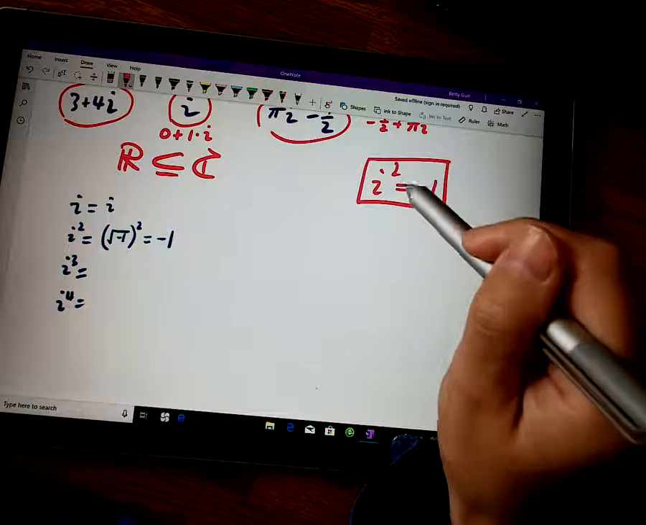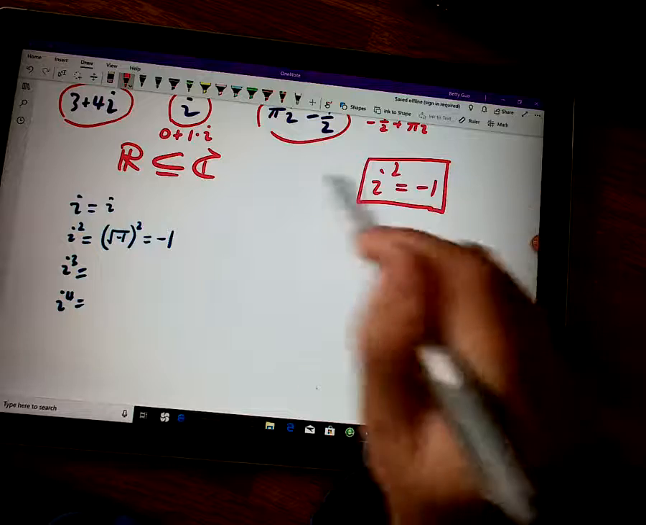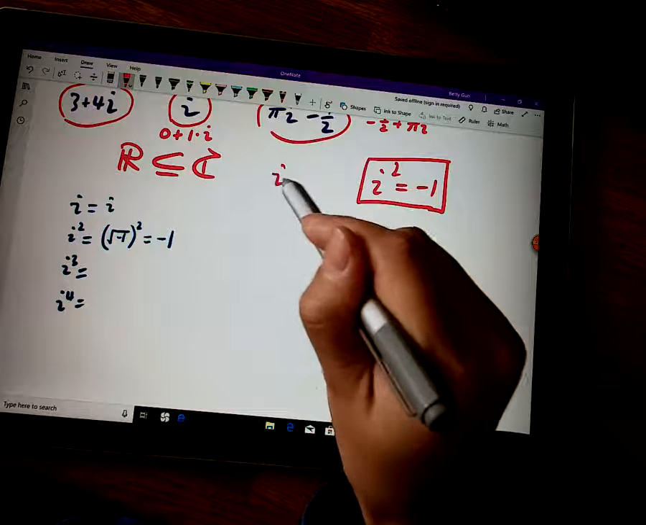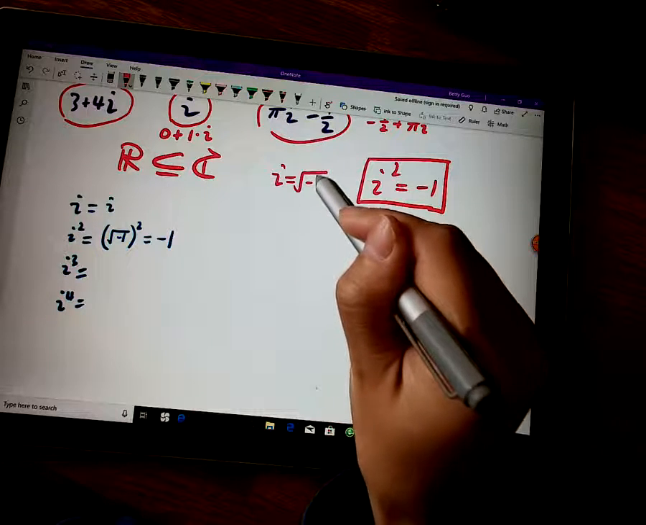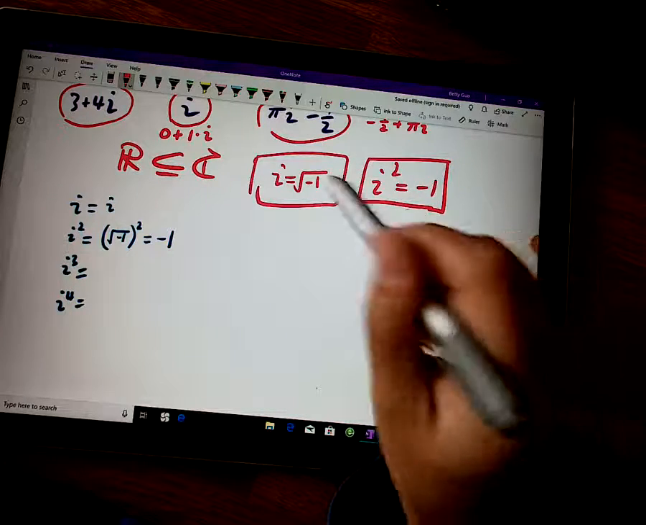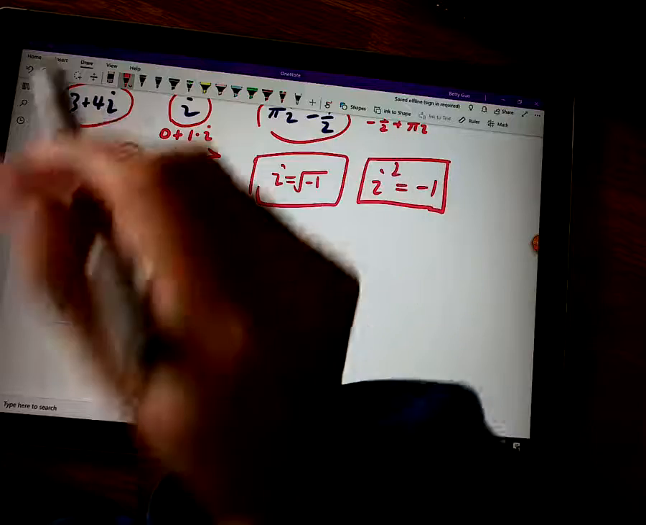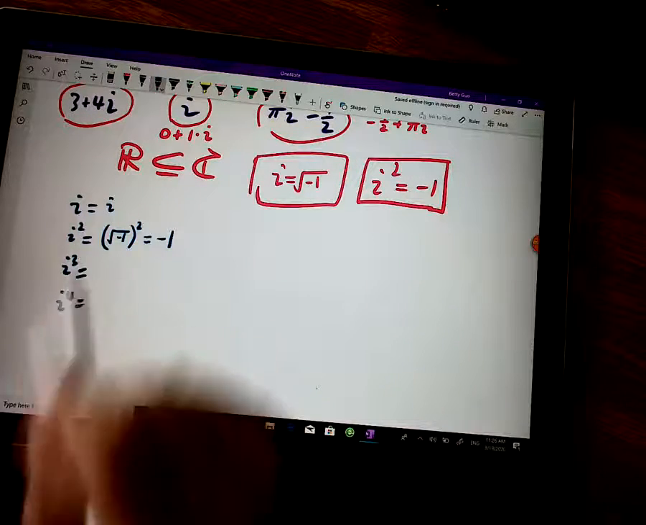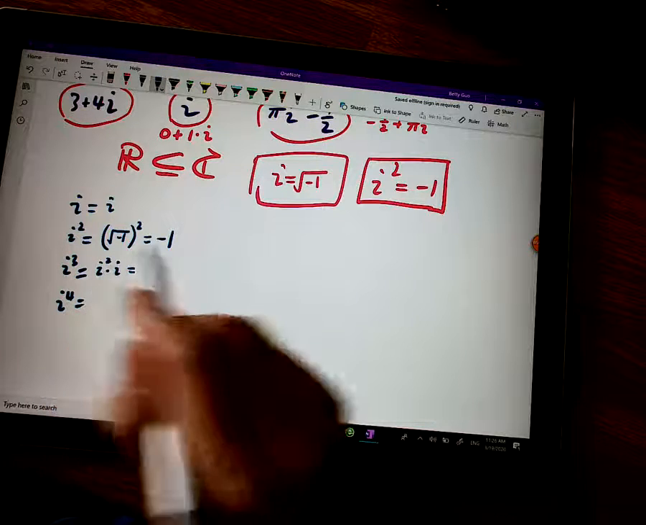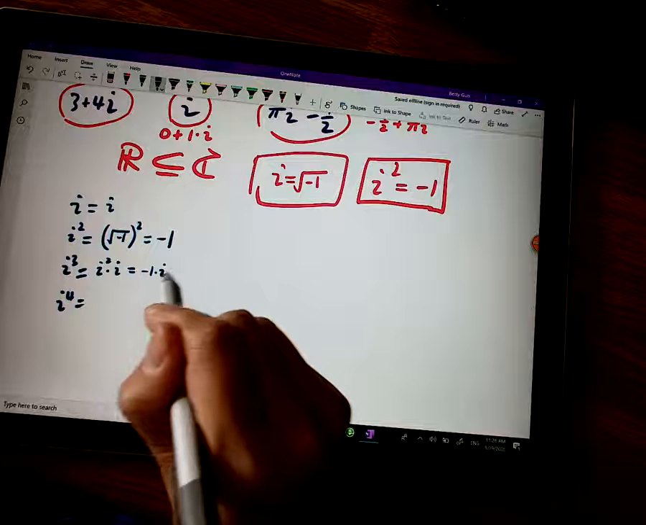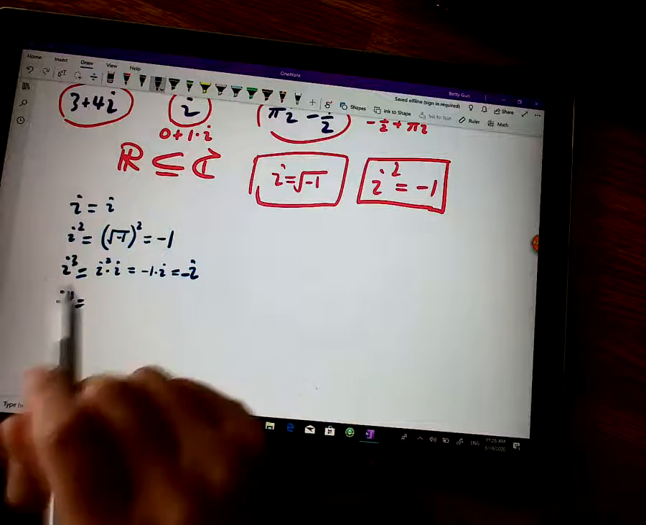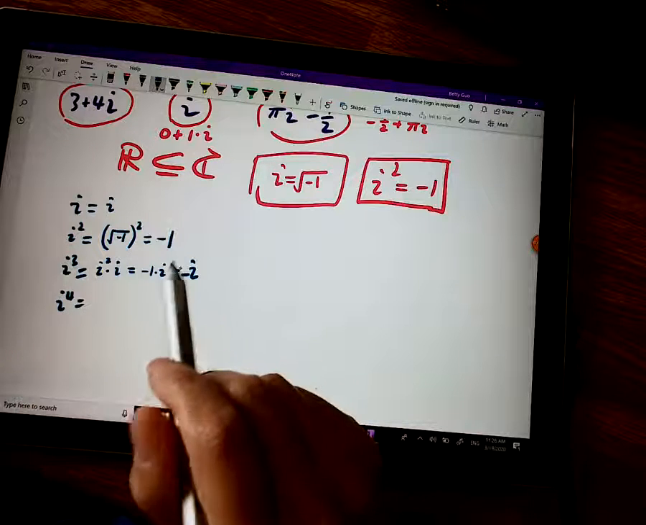You need to remember at least 2 things about i. The first thing: i squared is negative 1. The second thing is the definition: i is defined as the principal square root of negative 1. So about the imaginary unit i, at least you need to know these 2 things. Let's continue. What about i cubed? Can we write i cubed as i squared times i? We know i squared equals what? Negative 1. Negative 1 times i is negative i. So if we want to simplify i cubed, we have i cubed equals negative i.